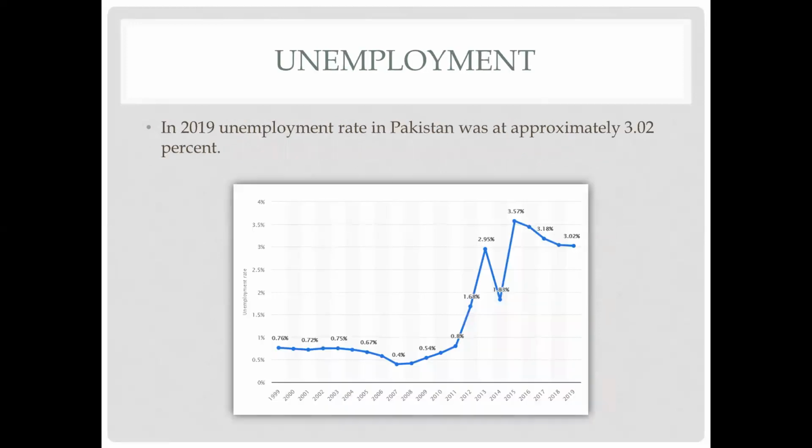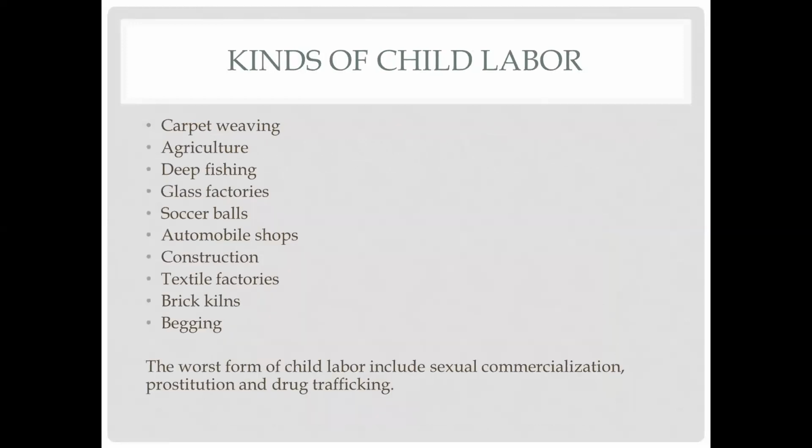Unemployment. In 2019, the unemployment rate in Pakistan was approximately 3.02%. Because of unemployment, it is difficult to get jobs. Unemployment forces parents to send their children to work for money. Kinds of child labor. The worst forms of child labor include sexual commercialization, prostitution, and drug trafficking. Other kinds of child labor include carpet weaving, agriculture, fishing, glass factories, soccer ball stitching, and packing.